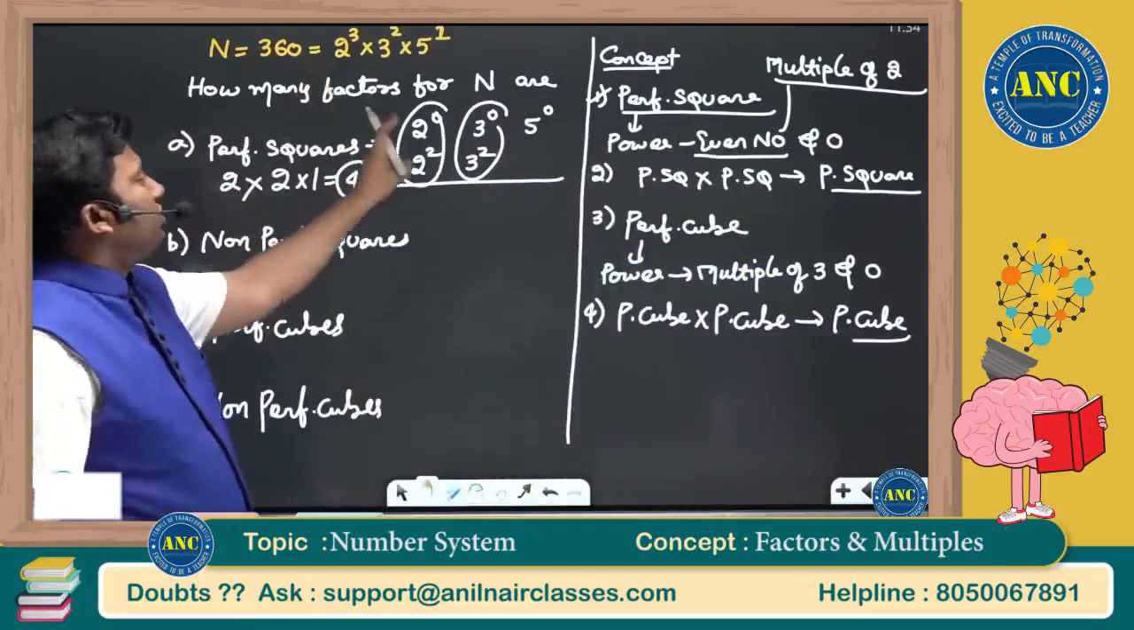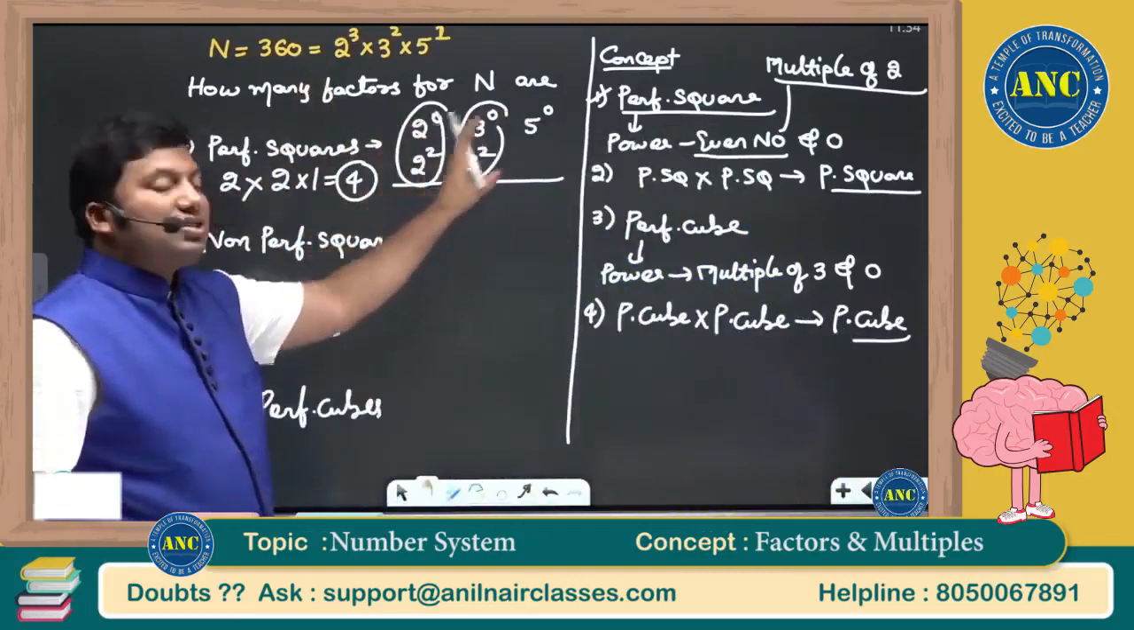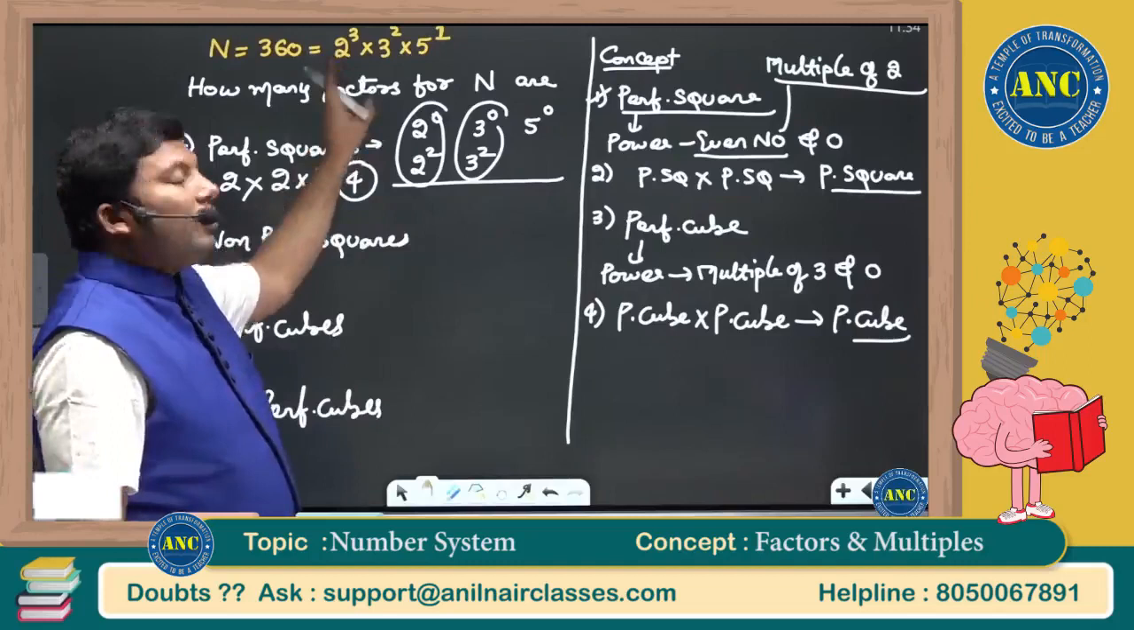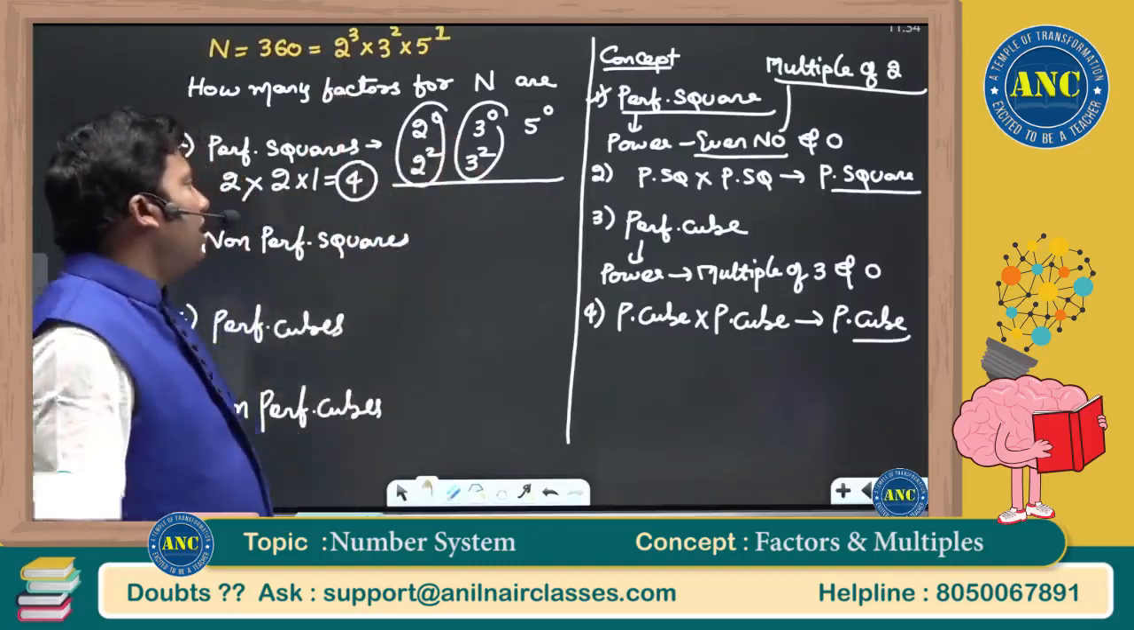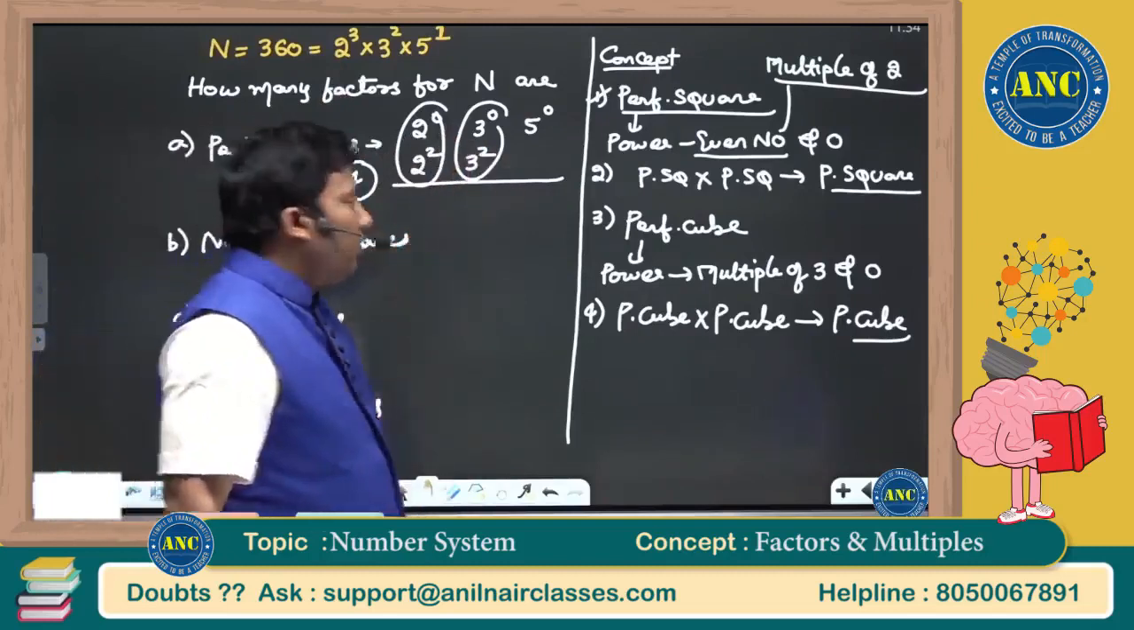A perfect square's power should be an even number and 0. So I started with 0: 2 power 0, 3 power 0, 5 power 0. Next even power of 2 is 2 square. Even power of 3 is 3 square. So 2 into 2 into 1, 4 cases.